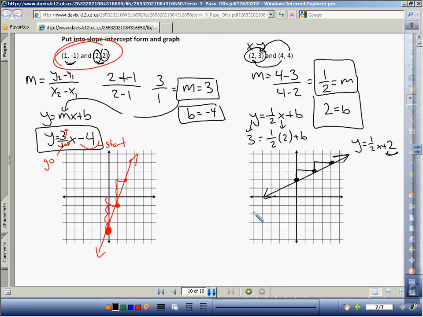If you just want practice on getting the slope, you would go to page 633 through 636. And they've got a bunch of problems in here where you would try and calculate the slope.